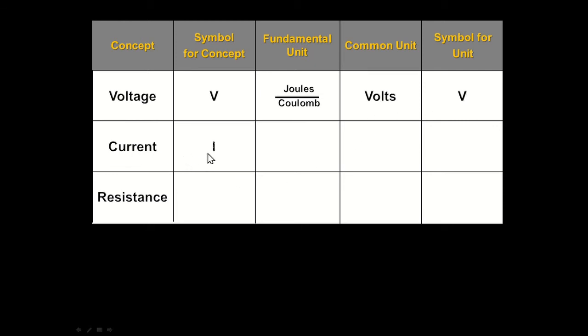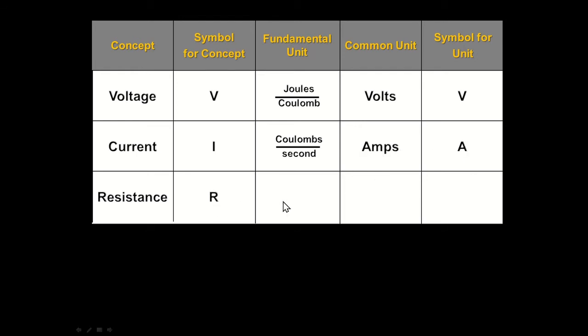For current, we use the letter I, and that seems a little funny, but it stands for the intensity of the current. And it's how many charges go by every second, coulombs per second. The one-word unit for current is amps. This is the common unit. And we use an A to abbreviate amps.